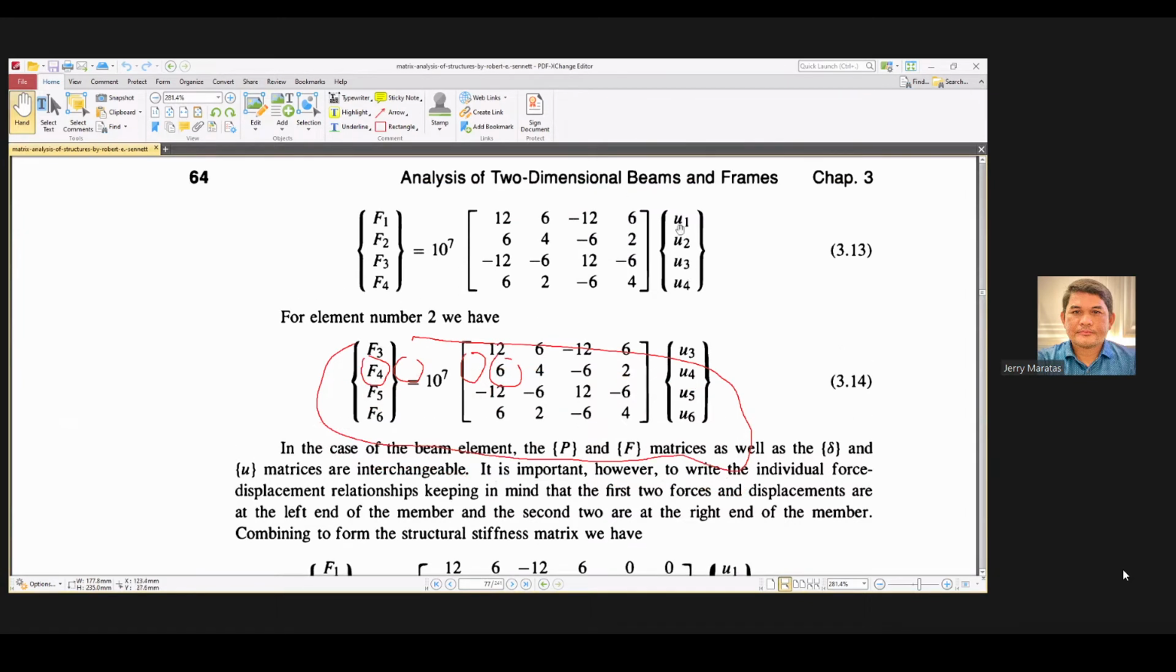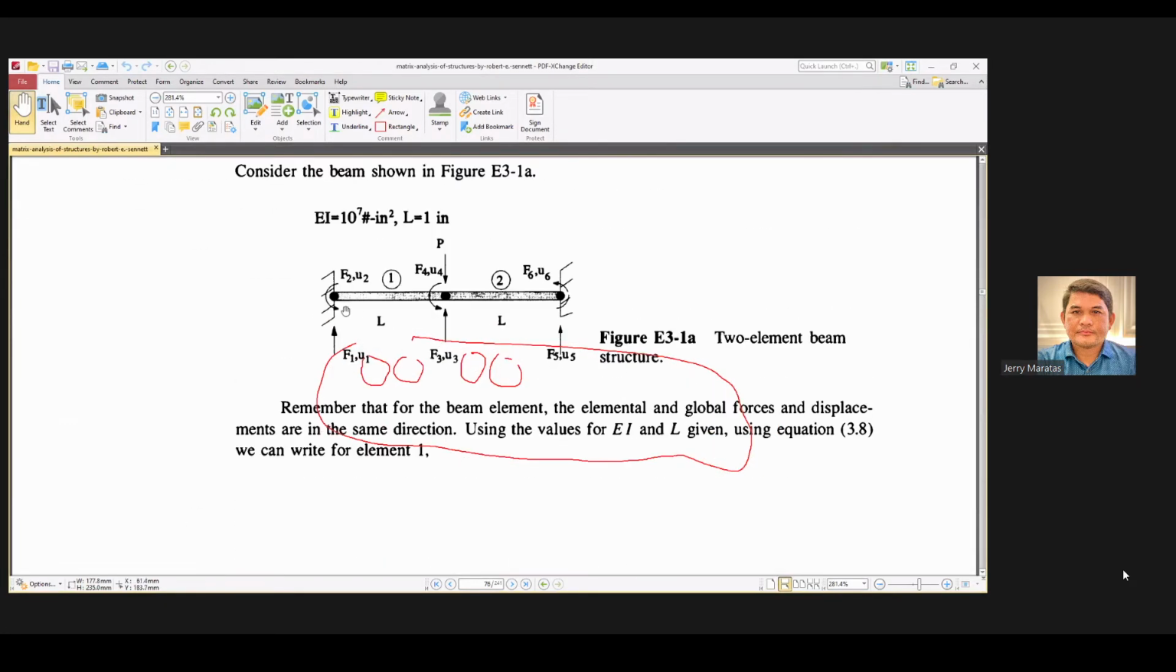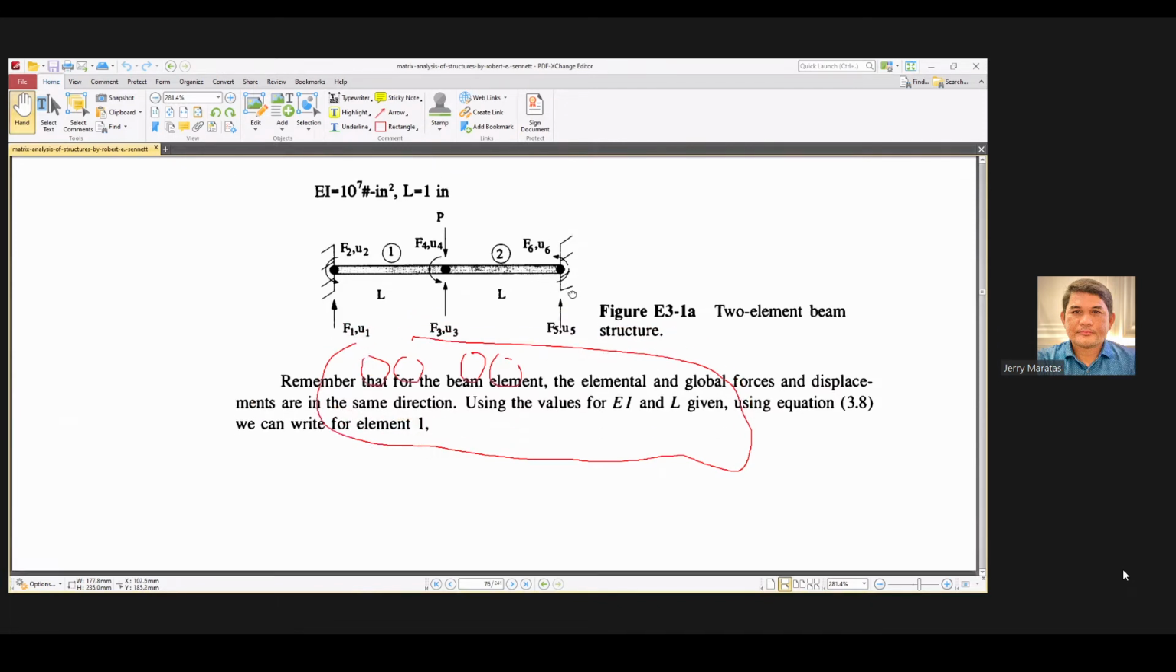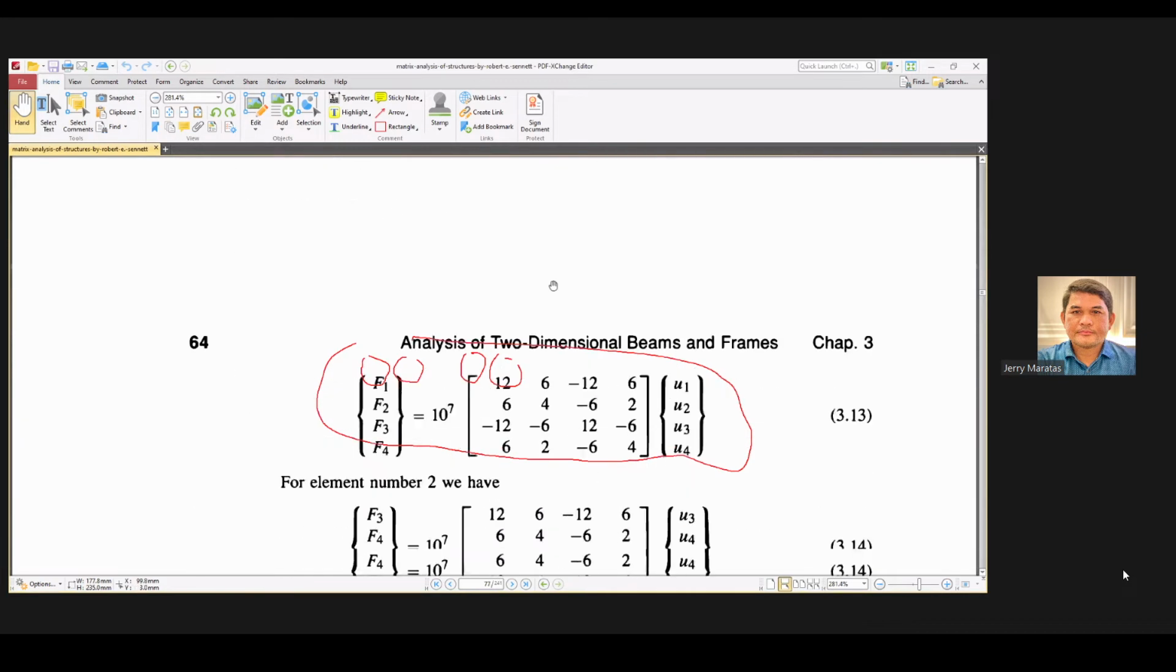Please take note of these markers: 1, 2, 3, 4. This one is 3, 4, 5, 6. So 1, 2, 3, 4, 5, 6. Here, 1 is translation, 2 is rotation, 3 is translation, 4 is rotation, 5 is again translation, perpendicular to the axis of the beam, and 6 is the rotation.